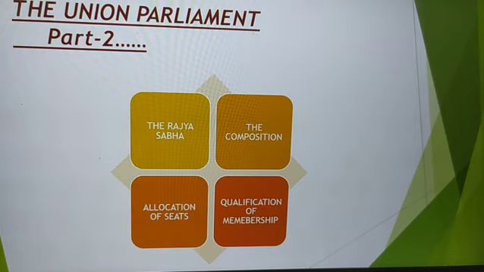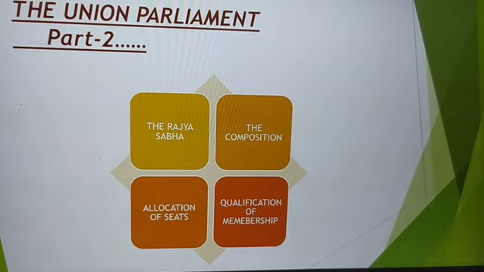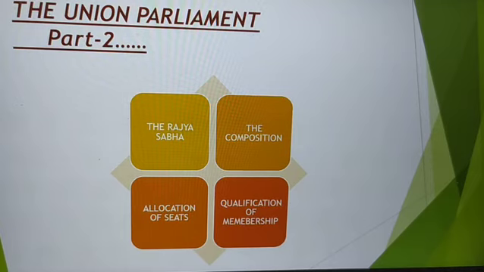Fine. Now let's talk about the qualifications for membership. The person must be a citizen of India. He must be not less than 30 years of age and must possess some additional qualifications as may be prescribed by law from time to time. Now regarding disqualification, they are the same as those for Lok Sabha. The person shouldn't hold an office of profit under the government of India. He shouldn't be of unsound mind, an undischarged insolvent, or disqualified under any law of Parliament.